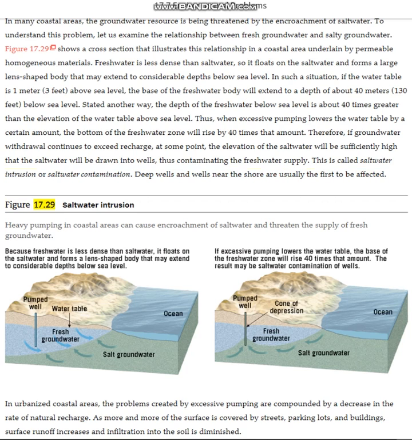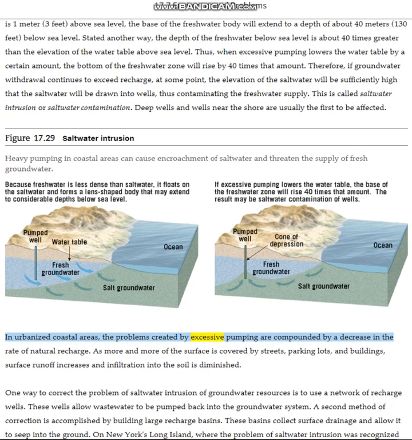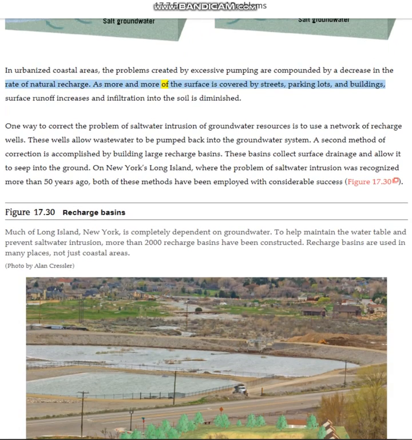Figure 17.29 Saltwater intrusion. Heavy pumping in coastal areas can cause encroachment of saltwater and threaten the supply of fresh groundwater. In urbanized coastal areas, the problems created by excessive pumping are compounded by a decrease in the rate of natural recharge. As more and more of the surface is covered by streets, parking lots, and buildings, surface runoff increases and infiltration into the soil is diminished.